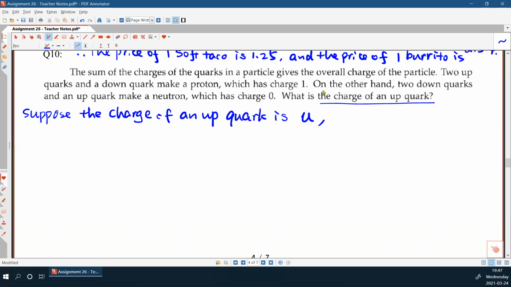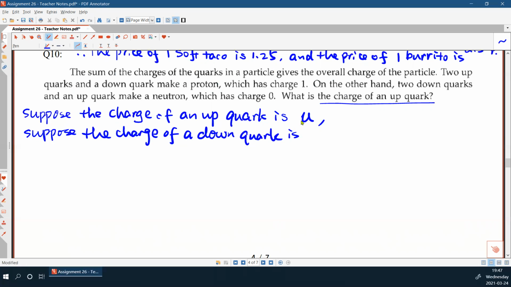So anything else we don't know here? Also, we don't know the charge of a down quark, right? So let's suppose the charge of a down quark is D. So what piece of information do we know here?